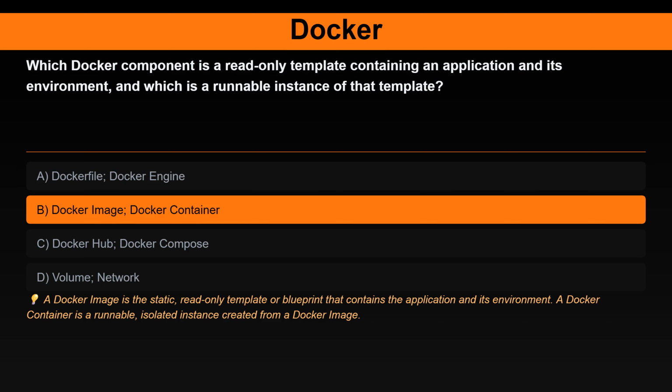The correct answer is Docker image, Docker container. Here's the explanation. A Docker image is the static, read-only template or blueprint that contains the application and its environment. A Docker container is a runnable, isolated instance created from a Docker image.